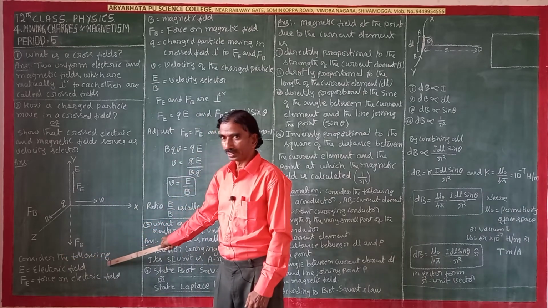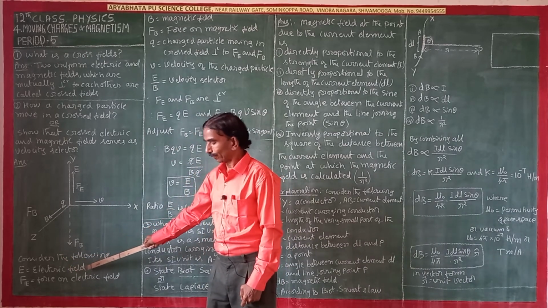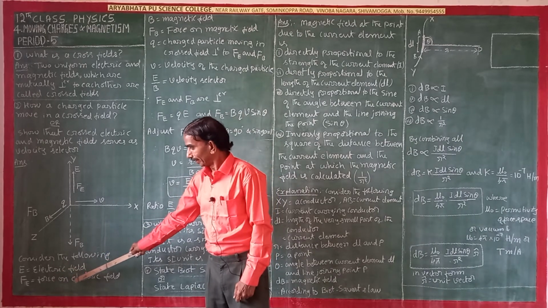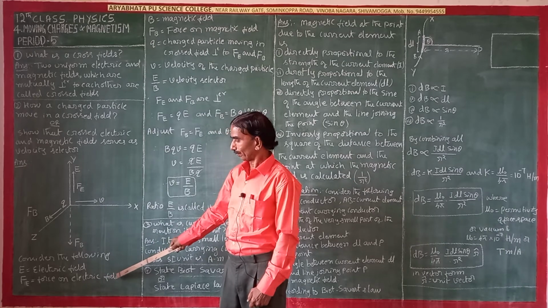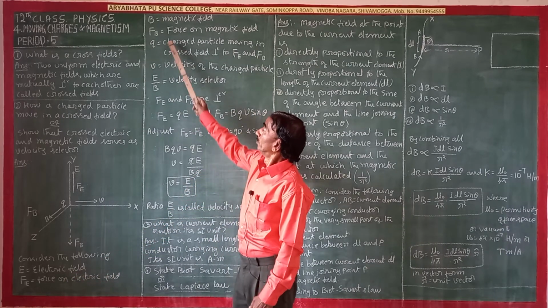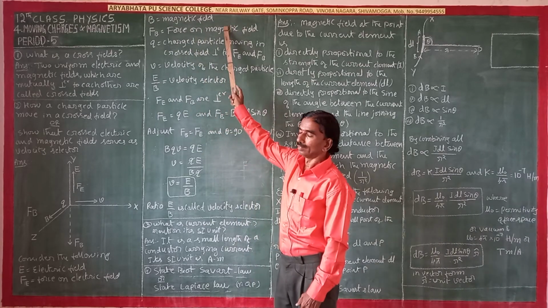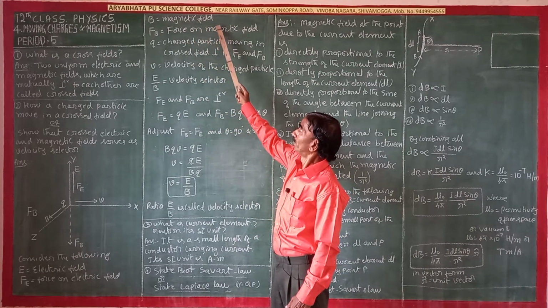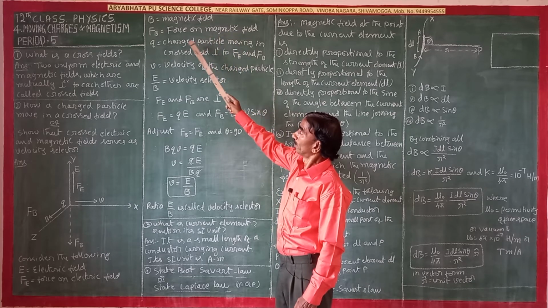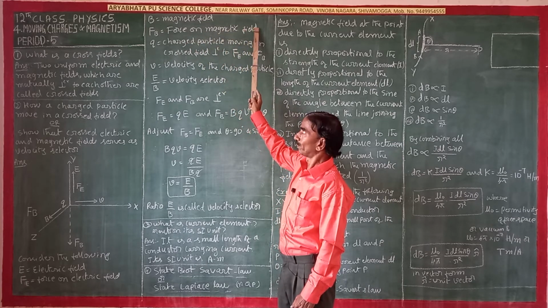Consider the following. E is equal to electric field. Fe is equal to force due to the electric field. B is equal to magnetic field. Fb is equal to force due to the magnetic field.